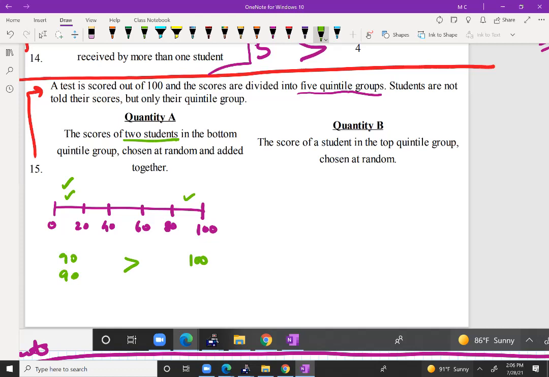So somebody in the top quantile group could be higher, so you can see left is bigger. But if it's the other way, let's say it was a really hard test, and in the lowest quantile group somebody got 25, somebody got 30, and in the highest quantile group somebody got 80, then the right is bigger. So the answer should be D, because you could go either way.